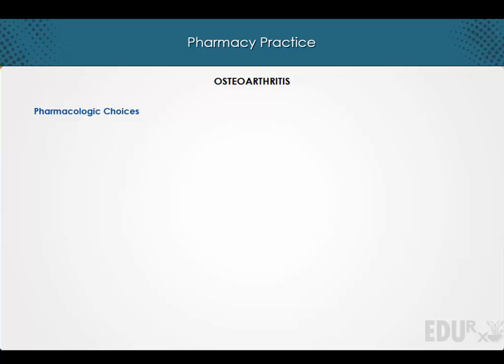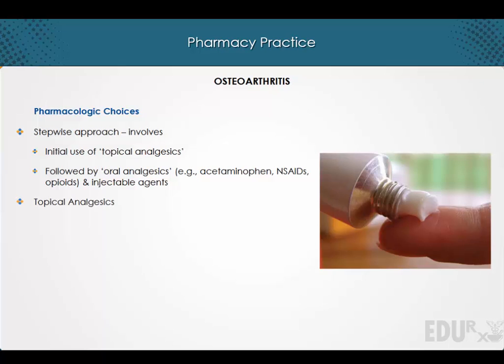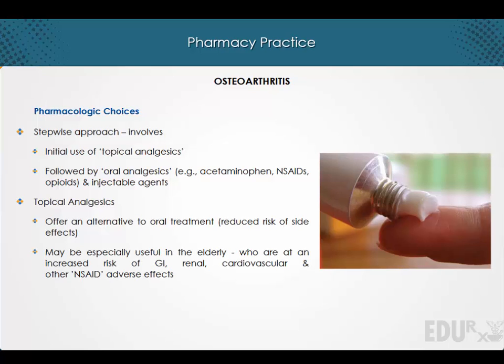Pharmacologic choices. Standard pharmacological osteoarthritis management involves a stepwise approach consisting of the initial use of topical analgesics followed by oral analgesics and injectable agents. Topical analgesics offer an alternative to oral treatment with the potential for a reduced risk of side effects. These options may be especially useful in the elderly who are at increased risk of gastrointestinal, renal, cardiovascular, and other non-steroidal anti-inflammatory drug-induced adverse effects.